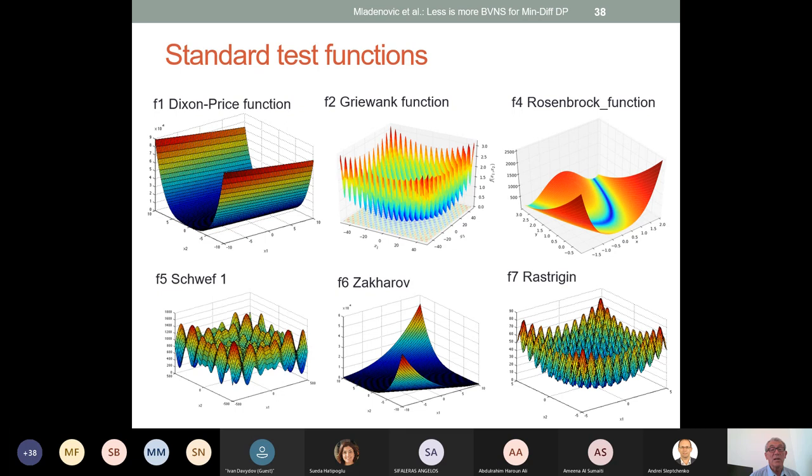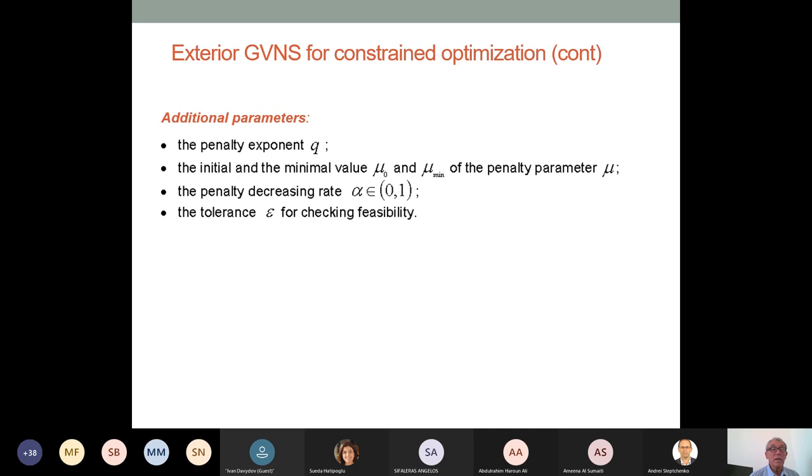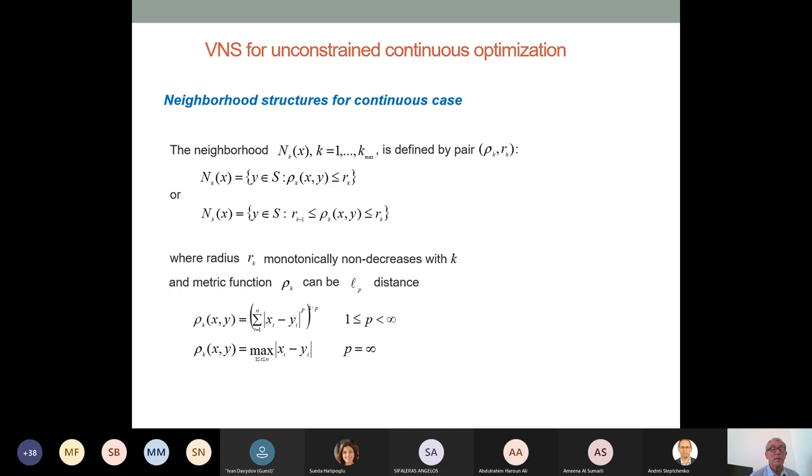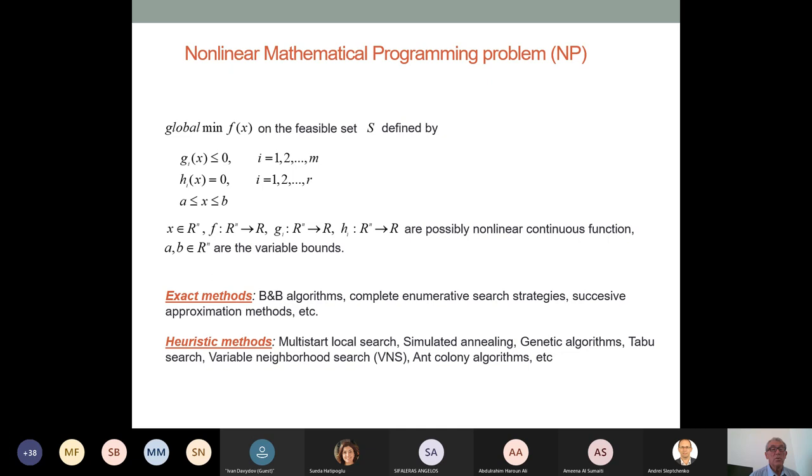How we did that, I don't have time, but you can imagine how we applied those general steps for solving this problem. This is a nonlinear programming problem formulation. You need to find the global minimum of some function in a Euclidean space. You have two types of nonlinear constraints, inequality and equality, h(x) equal to zero, and box constraints x_j between a_j and b_j. You can see that it's Euclidean space.